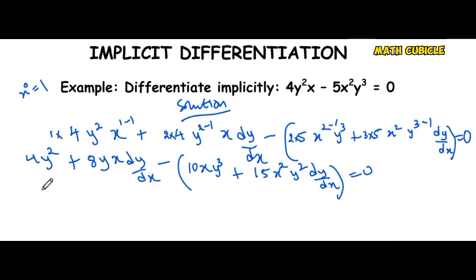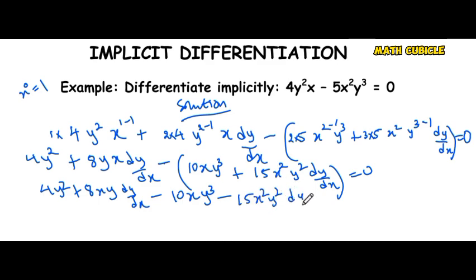So this becomes 4y squared plus 8, let's rearrange this, 8xy dy dx minus, let's open bracket now, this becomes 10xy cube, minus times plus is minus 15x squared y squared dy dx is equal to 0.